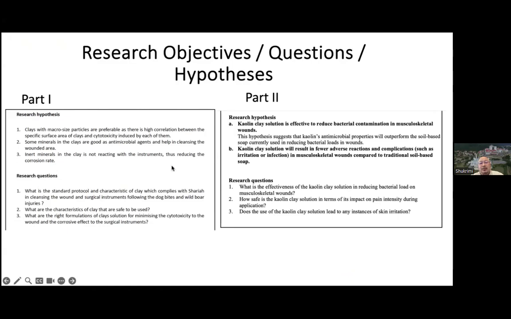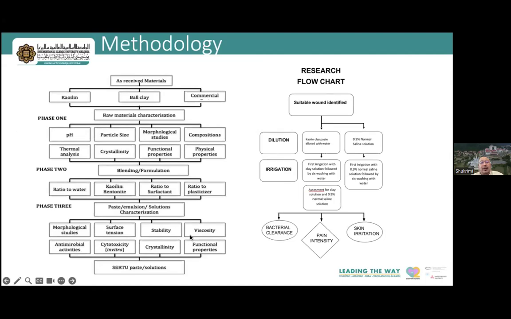Research question, 2 or 3 research questions and hypothesis. Okay, methodology. So briefly and simplified into a flow chart like this, so it's easier for the reviewer to read and to understand. Phase 1, phase 2, phase 3. What do you start with? What is the raw material and what will be done in phase 1, and come up with 2 phases of solution. So this is for part 1 and part 2. Okay, we select the suitable patient, and then it's the process of what we're going to do, and this is what we're going to test.